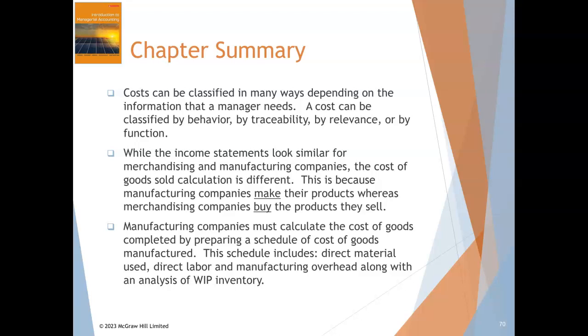Manufacturing companies must calculate the cost of goods completed by preparing a schedule of cost of goods manufactured. This schedule includes direct material used, direct labor, and manufacturing overhead, along with an analysis of work in process inventory.